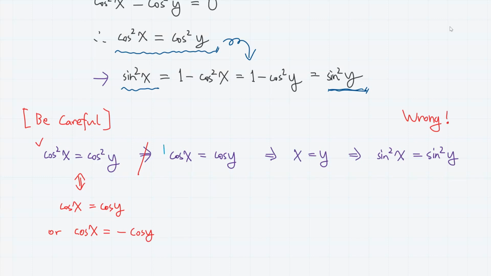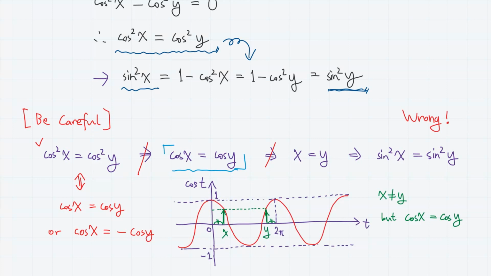And even if we have some other problems where cosine x indeed equals cosine y, this does not automatically guarantee x equals y, which is pretty obvious from the periodic/symmetric nature of the cosine function. So be careful not to make these mistakes. And back to the problem.